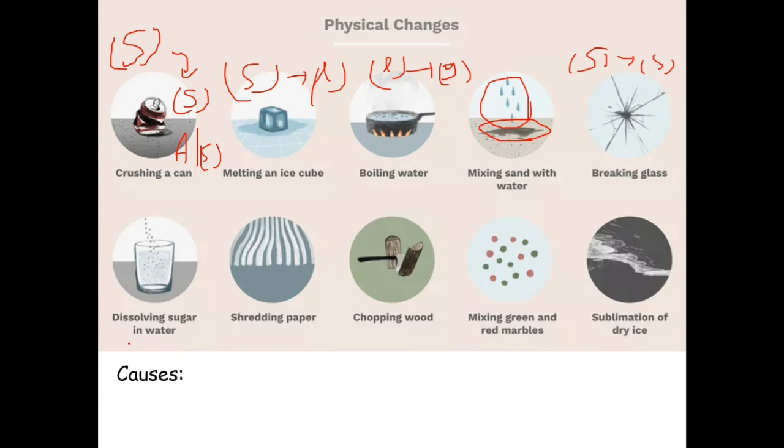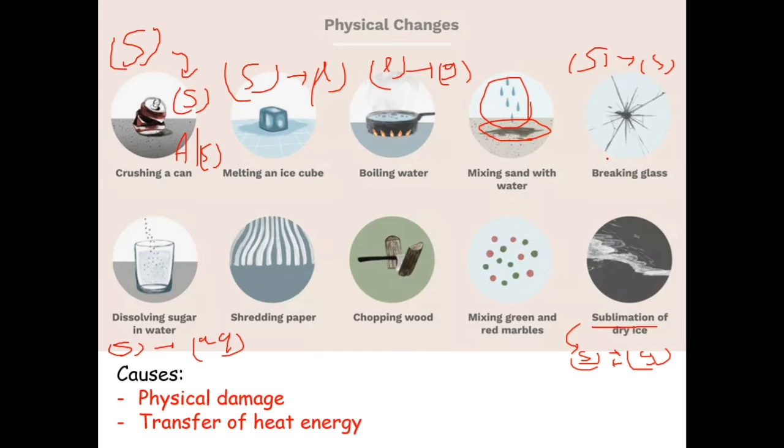Dissolving sugar in water, this is a little tricky one. Solid turning into, we call it aqueous solution, AQ. Shredding paper, same type of paper, same type of wood. Mixing green and red marble, same marble. And dry ice turning into gas. Sublimation is actually a tricky one: solid turning into gas, or the other way around. So basically, what causes physical change is physical damage or transfer of heat energy.